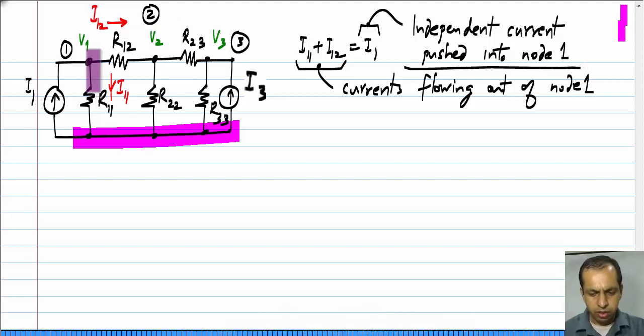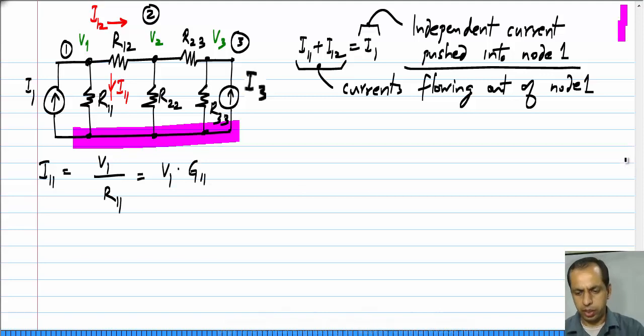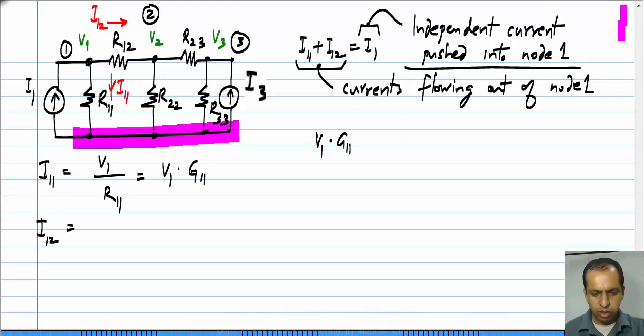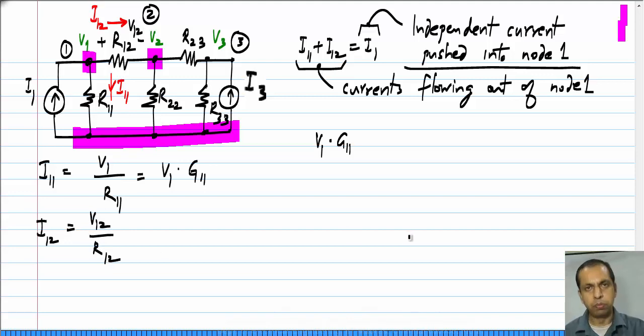Now, what is I11? I11 is nothing but V1 divided by R11. Okay. So, I11 is V1 divided by R11, which is V1 times G11. Okay. So, I have to write V1 times G11, and I12 is nothing but the voltage across this resistor. Okay. If I call the voltage across this resistor as V12, it will be V12 by R12.